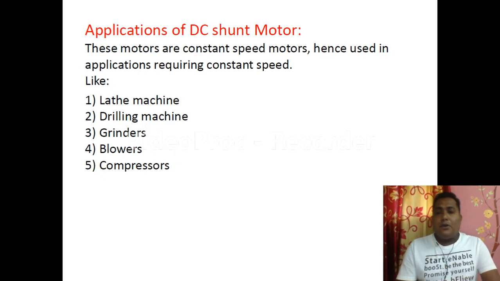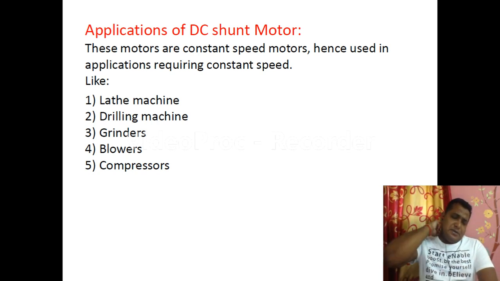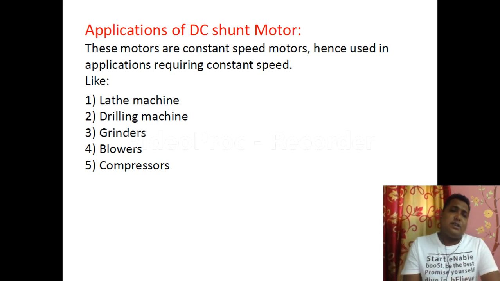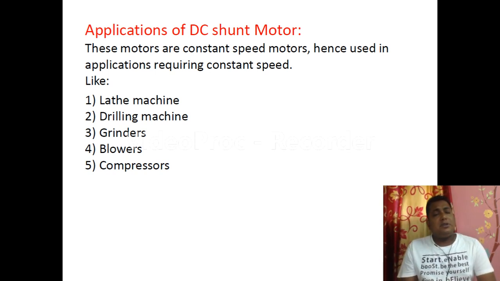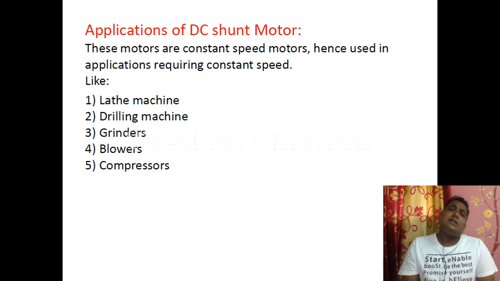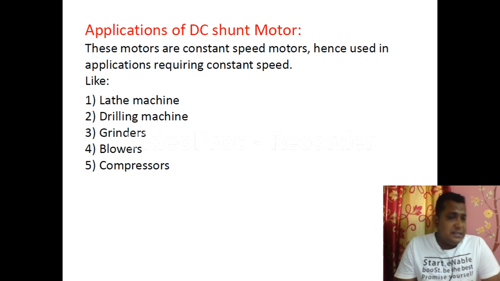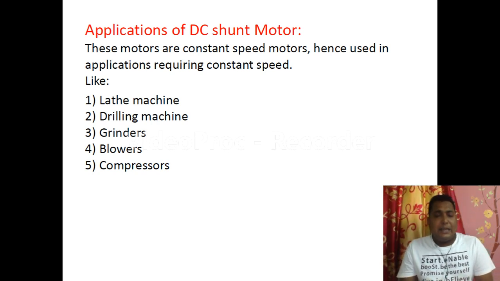Before coming to the series motor, we have the applications. I have mentioned in a very brief manner what the applications of these motors are. Shunt motors are constant speed motors, and I already discussed why. Hence they are used in applications that require constant speed.